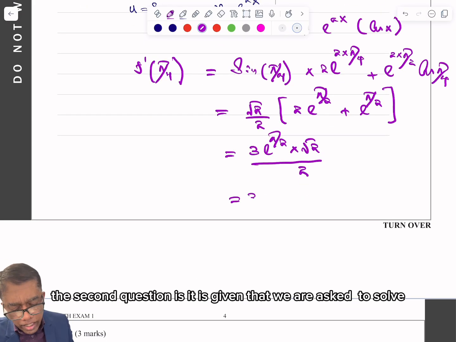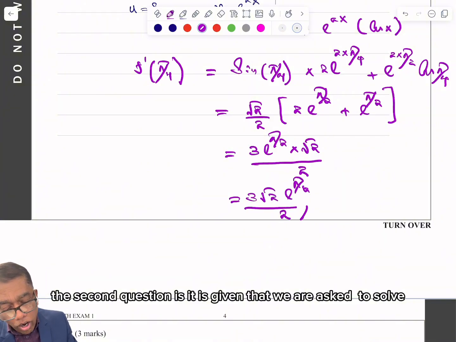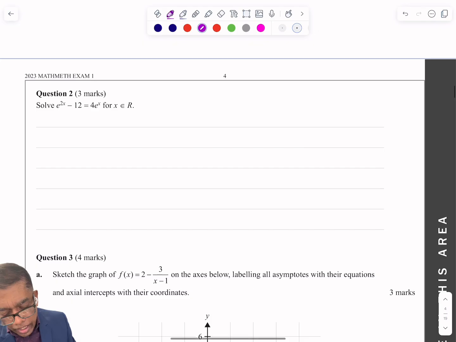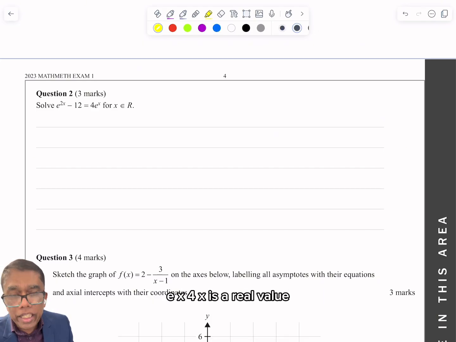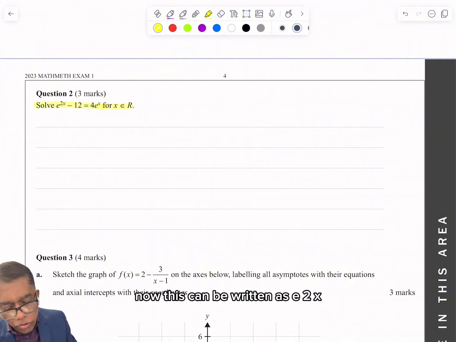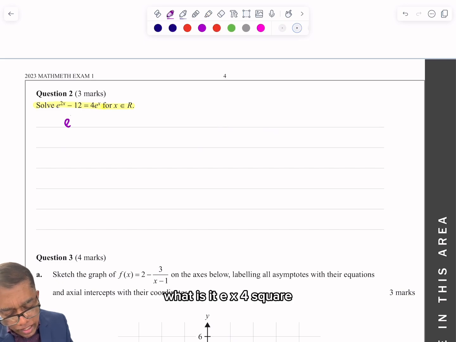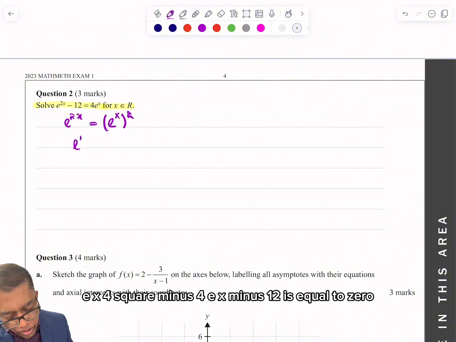Okay. The second question is, it is given that we are asked to solve e^(2x) minus 12 is equal to 4e^x, for x a real value. Now, this can be written as e^(2x), what is it? (e^x) whole squared. We have to write it as (e^x) whole squared minus 4e^x minus 12 is equal to 0.